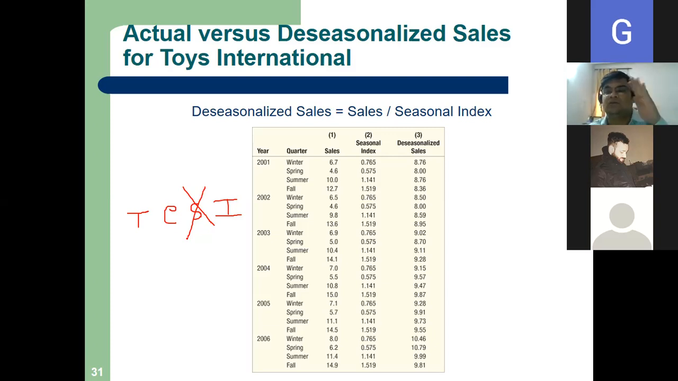So 2 steps you have to follow in ratio to moving average method. Please write this in your copy if you are writing. Step number 1, first we have to generate a seasonal index. Step number 2, we have to deseasonalize the actual sales data with the help of seasonal index. Please write these 2 lines.